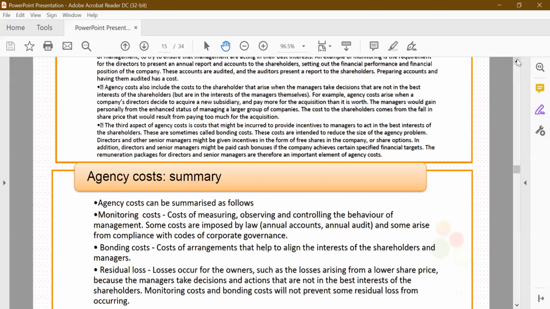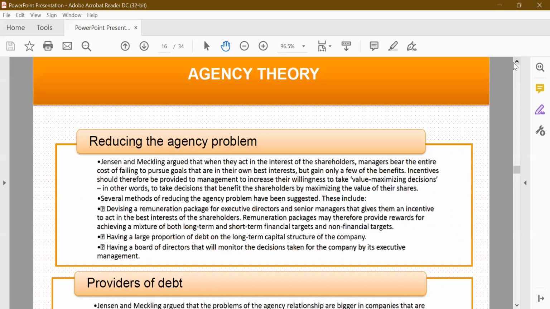I explained this extensively, and that was enough explanation on the type of cost. Number three is residual loss. Losses occur for the owner, such as losses arising from a lower share price because management take decisions and actions that are not in the best interest of shareholders. So these are what we call residual losses.